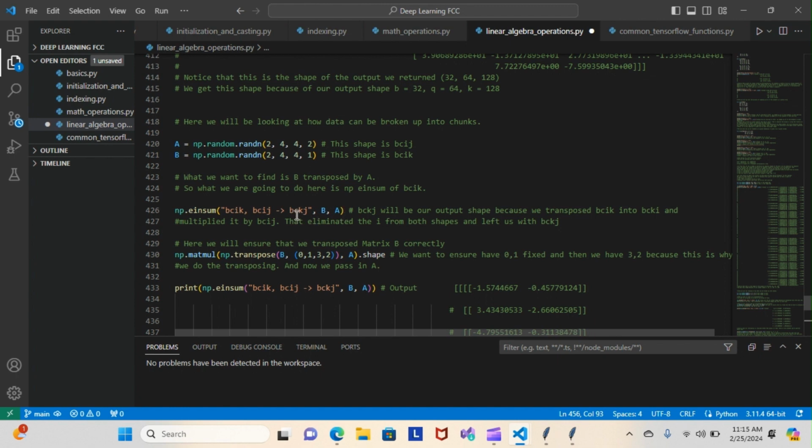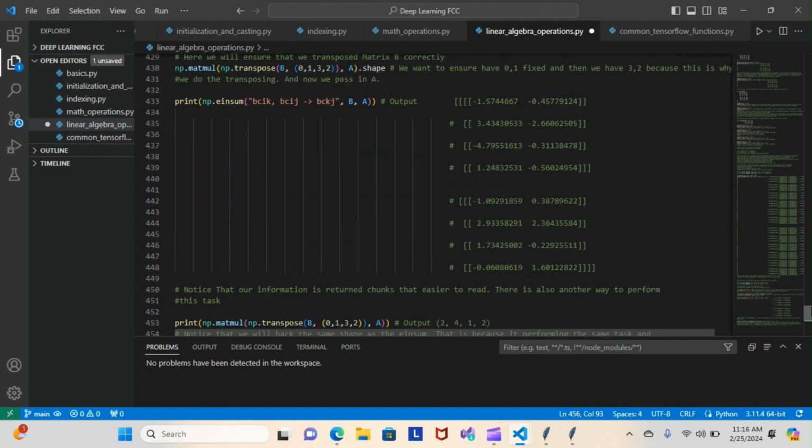And how did we get BCKJ? BCKJ will be our output shape because we transposed BCIK into BCKI and multiplied it by the BCIJ. That eliminated the I from both shapes and left us with the BCKJ. And after we ran our operation, this was the output we got here.